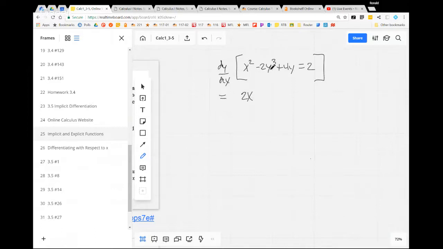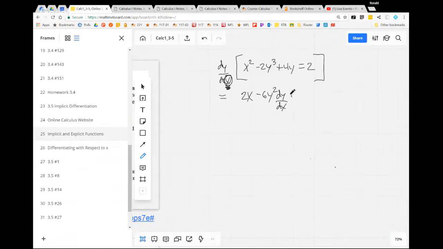What do you do when you get to a y term like negative 2y cubed? Well, treat it like a regular variable. So that would be what? Negative 6y squared, lower the power by 1. But because we're differentiating with respect to x, and this is a non-x, you have to do the chain rule. So what we're saying is, go ahead, do the derivative, and then when you come to a non-x, you have to apply the chain rule. So I have to take it times the derivative of whatever y is.